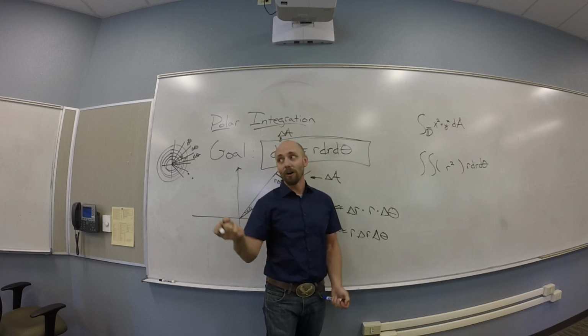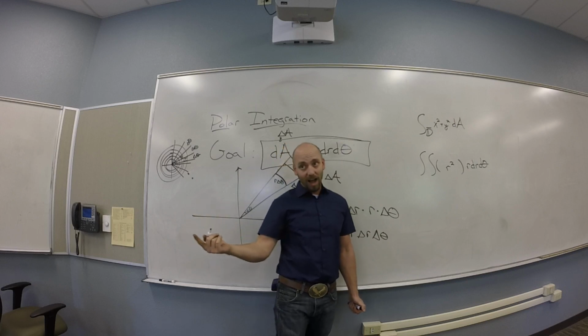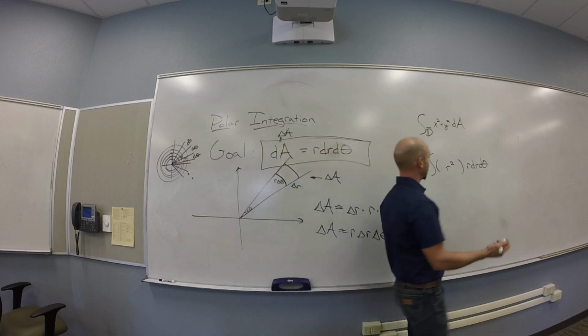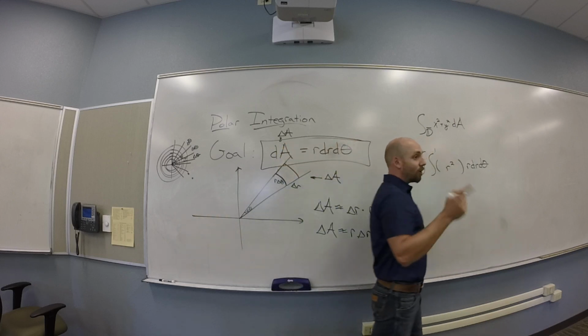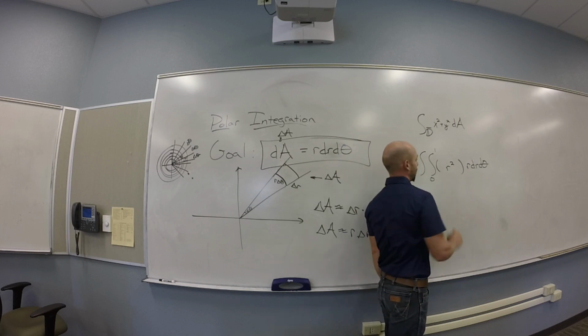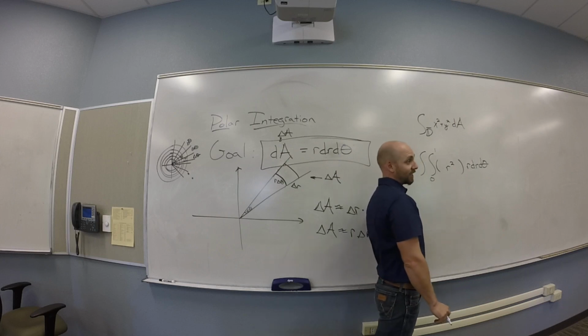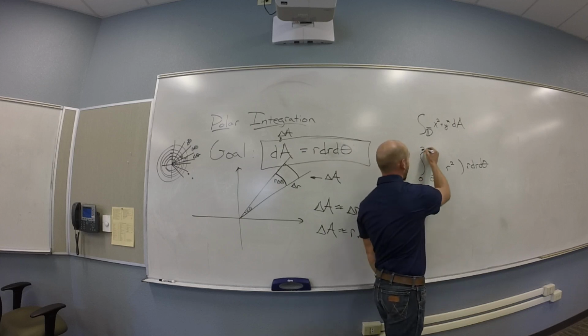Which brings up, where do the r's live? The highest they can be is 1. Lowest is 0. And where do the thetas live in the unit circle? From 0 to 2 pi.